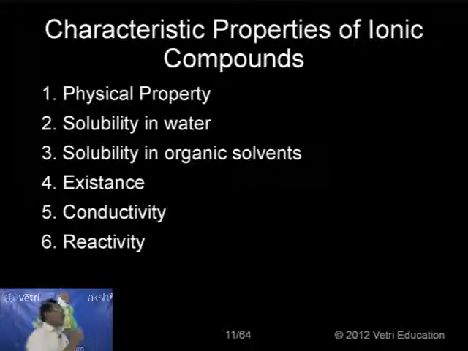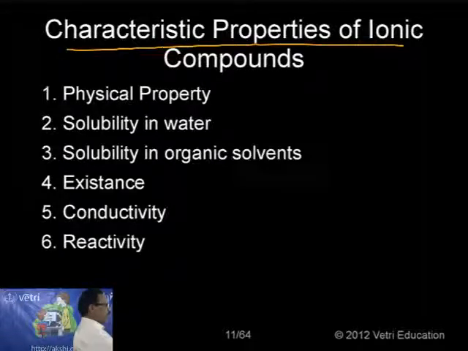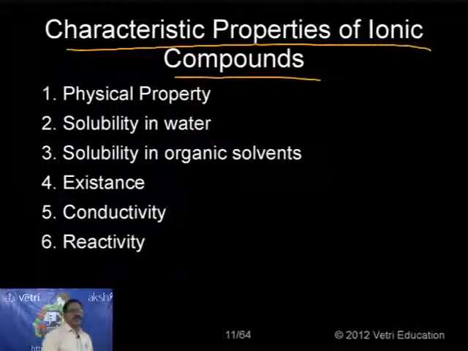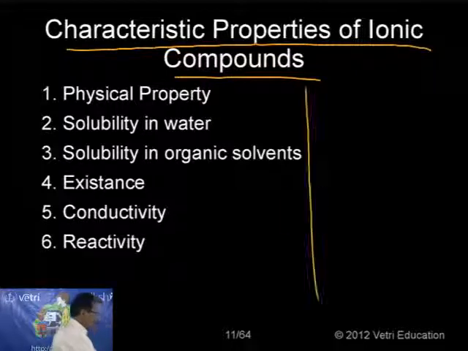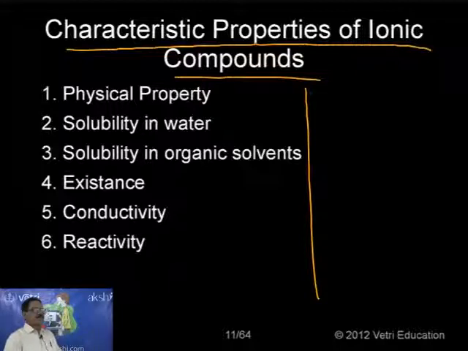Now, next is, what are the characteristic properties of ionic compounds? How to recognize whether a particular compound is ionic or covalent or coordinate covalent, etc.? By measuring suitable properties, we can identify it. So what are the characteristic properties of ionic compounds? Here I have listed 6 properties. Now let me generalize.